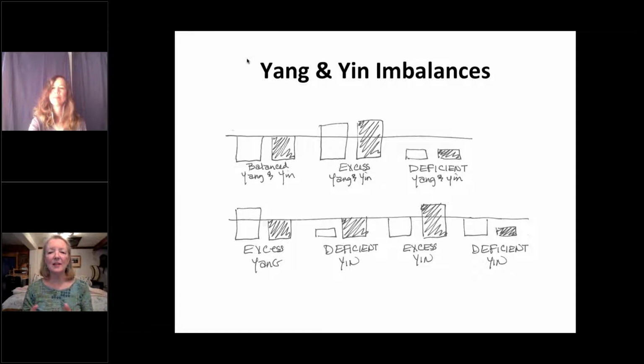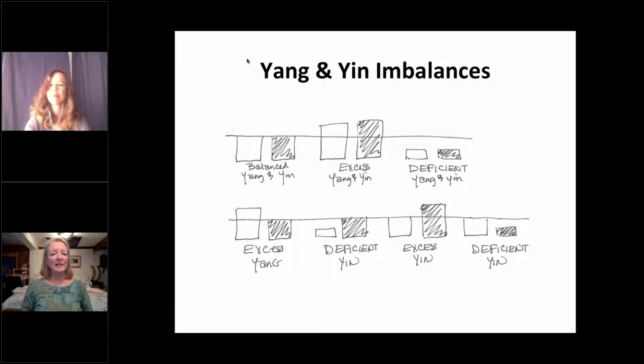In the next category, yin and yang can both be deficient. This happens a lot as people get older, particularly in later stages of life. Both yin and yang can be deficient. And what do you do? You tonify both yin and yang together.